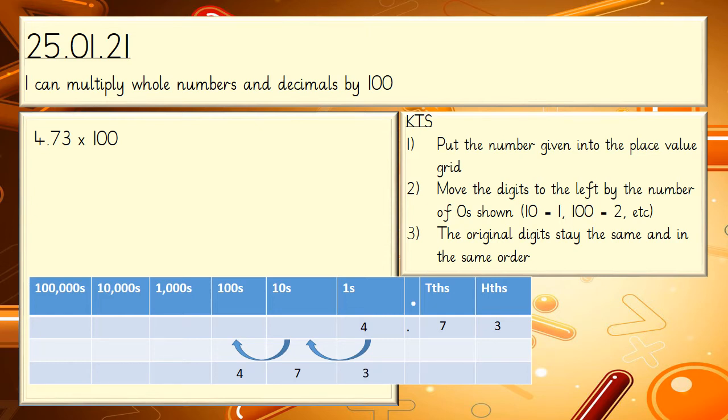473, and then the decimal point, and then because there's nothing in the tenths anymore and there's nothing in the hundredths anymore, they can be shown through zeros, and so the answer would be 473.